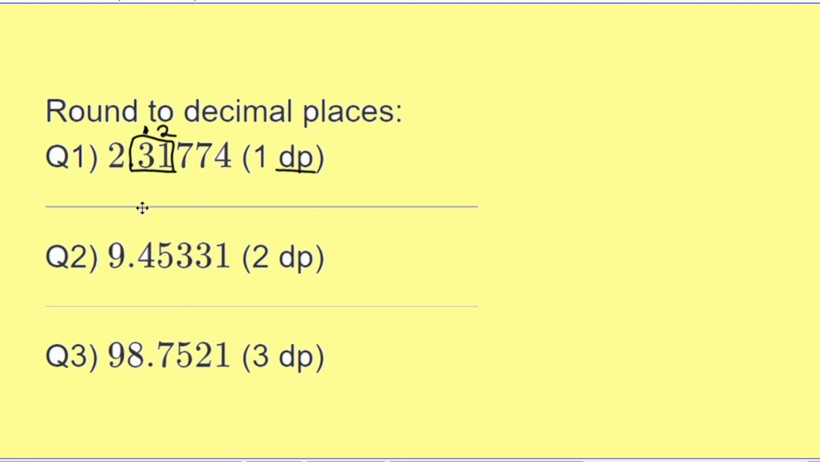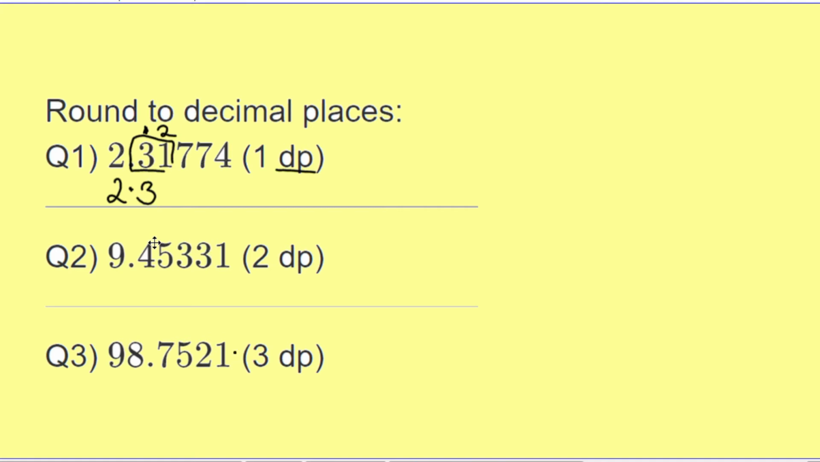So 31 rounds down to 30. Okay, so it's going to be 2.30. Everything else we ignore, we don't need any of that other part. But because we only want one decimal place, we only need one number after the decimal point, we get rid of that 0. So it's just going to be 2.3.